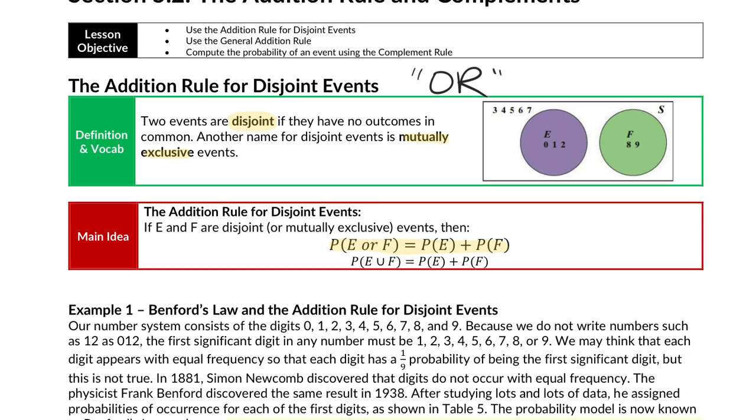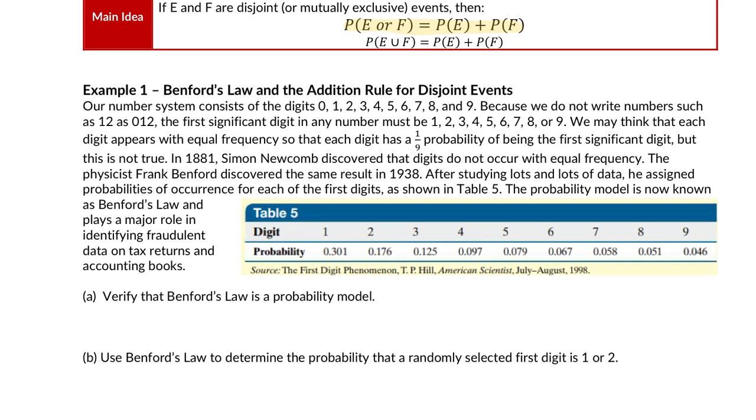Okay, we're going to just jump right into an example. Example 1 is called Benford's Law. Our number system consists of the digits 1 through 9 because we do not write numbers such as 12 as 012. The first significant digit in any number must be 1 through 9. We may think that each digit appears with equal frequency so that each digit has a 1/9 probability of being the first significant digit, but that is not true.